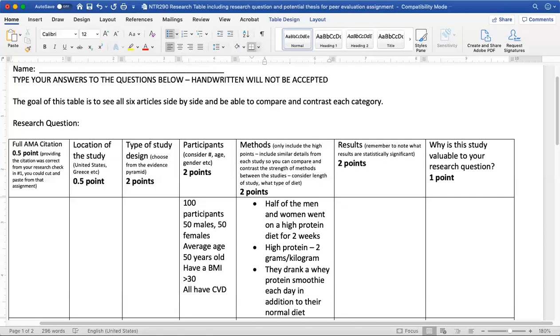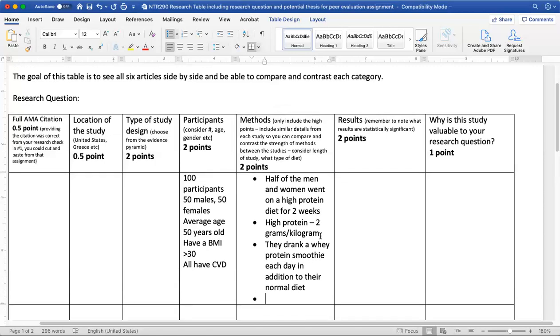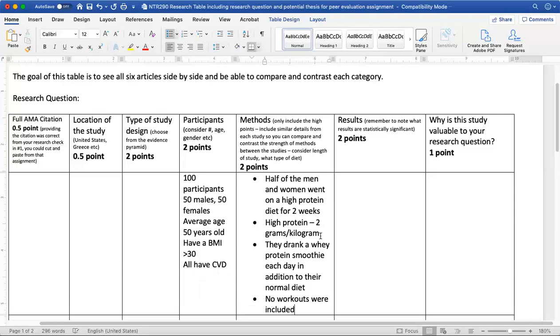No workouts were included. So again, just consider every detail of the methods that helps you answer your research question. You don't need to include things that are outside of that. So really just key details. This does not need to be a novel. We're just really kind of bullet pointing those key parts of the method section.